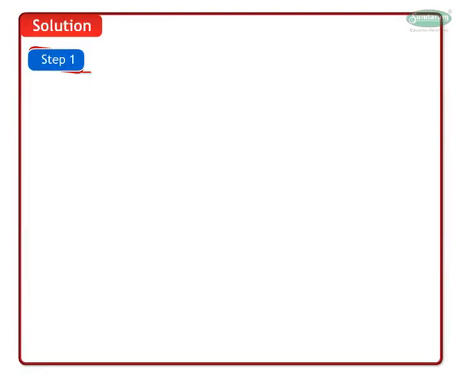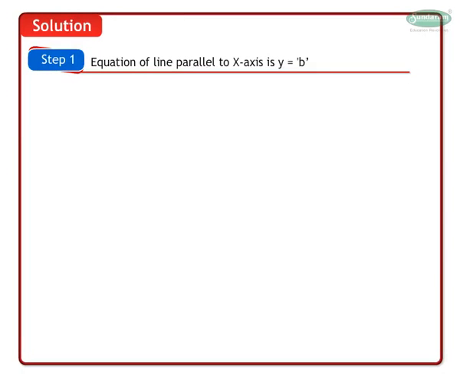Solution. Step 1. Now students, we are aware of the equation of a line parallel to x-axis. It is y is equal to b. Hence the distance is 5 units. Hence b is 5. So the equation is y is equal to 5.